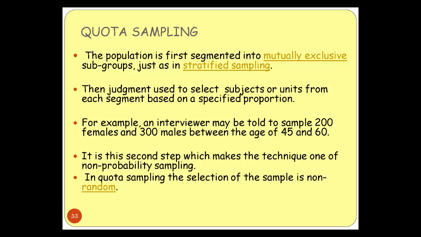Quota sampling: the population is first segmented into mutually exclusive subgroups, just as in stratified sampling. Then judgment is used to select subjects or units from each segment based on a specified proportion. For example, an interviewer may be told to sample 200 females and 300 males between the ages of 45 and 60. It is this second step which makes the technique one of non-probability sampling. In quota sampling, the selection of the sample is non-random.